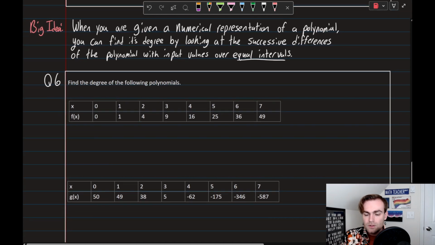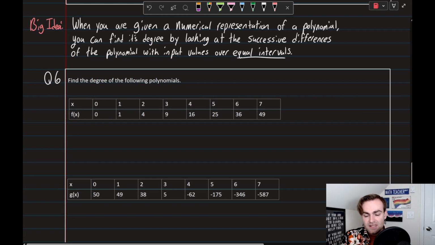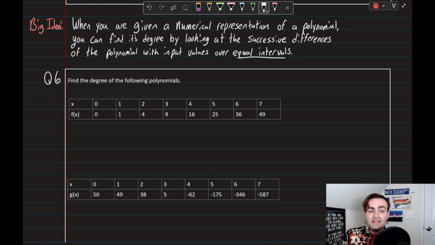All right. So here, if we're given some numerical representations, these charts here, and we want to find the degree of a polynomial, we need to look at the changes. And we're going to keep finding the changes of the changes. It's going to get repetitive, I know, until we get equal changes. So we're going to look at the successive differences, is what that would be called, over equal intervals. So the first thing you got to check, my x's, are they all increasing by the same amount? All of these are increasing by 1. All of these are increasing by 1. So equal intervals, we're good.